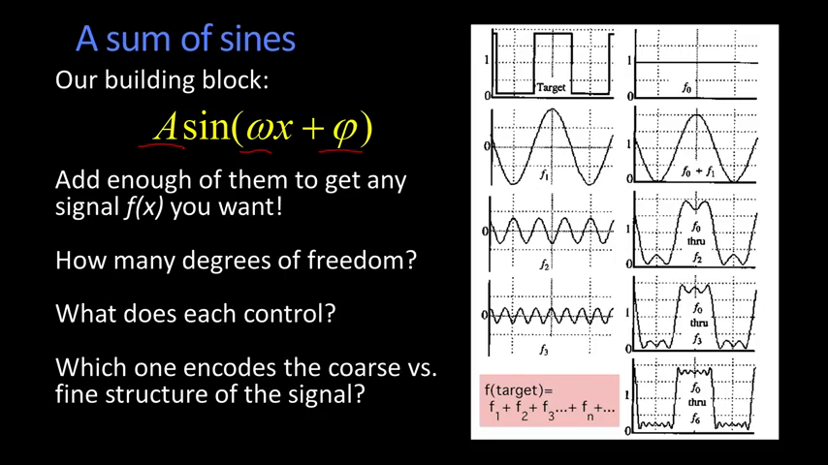Which of these encodes the notion of a coarse signal versus a fine signal? Well, it's going to be this one, the frequency, right? So as you change that frequency, as that number gets bigger, essentially the thing wiggles more quickly.